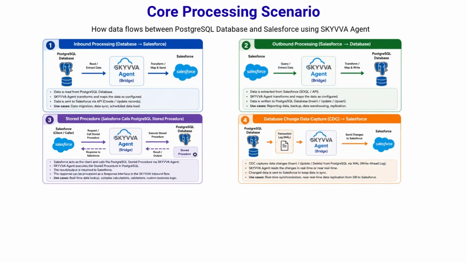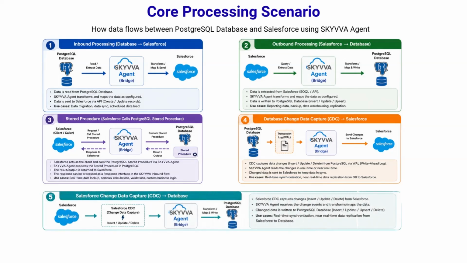Scenario 4. Change data capture, CDC. The fourth scenario is change data capture, or CDC. Instead of reading the entire database repeatedly, PostgreSQL records every insert, update, and delete operation in its write-ahead log, or WAL. SKYVVA Agent continuously monitors these database changes and captures only the modified records. It then processes and sends the changes directly to Salesforce, keeping both systems synchronized in near real time. Because only changed data is transferred, this approach improves performance, reduces system load, and enables efficient real-time synchronization.